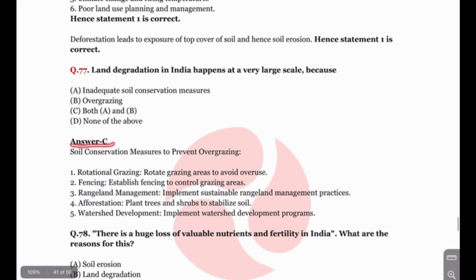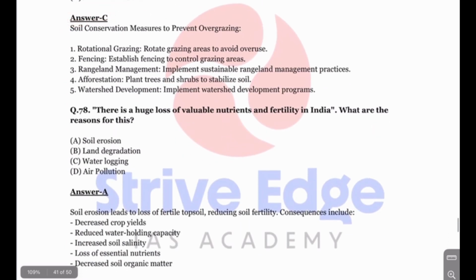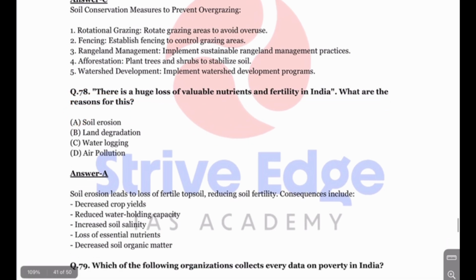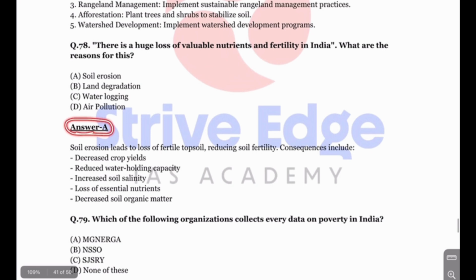Okay, so next, question number 78, there is a huge loss of valuable nutrients and fertility in India. What are the reasons for this? So the reason for this is soil erosion. Okay, that is answer A. There is a huge loss of valuable nutrients and fertility in India. What is the reason for this? Soil erosion.